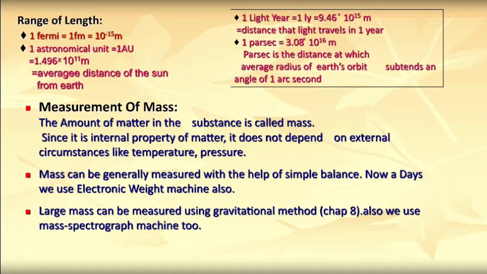Now we are taking the measurement of mass. The amount of matter in a substance is called the mass. Since it is an internal property of the matter, it does not depend on external circumstances like temperature and pressure. Mass can generally be measured with the help of a simple balance, also known as a physical balance. Nowadays we use the electronic weighing machine also.